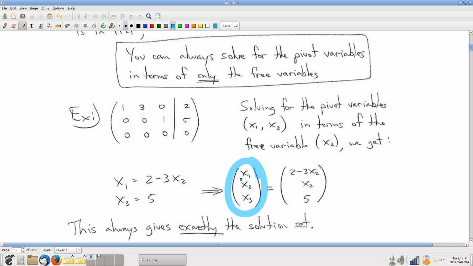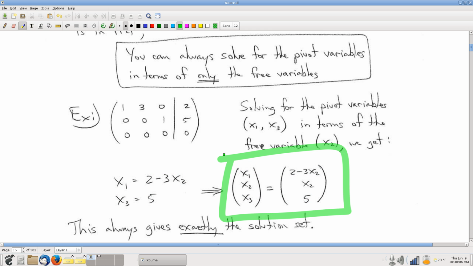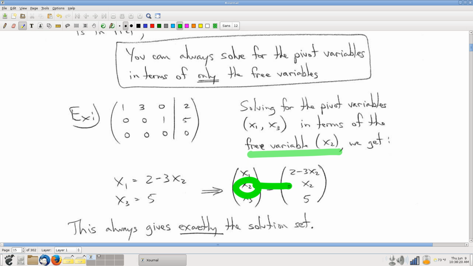And if you just plug in what you've just found, so specifically x3 equals 5, and x1 is equal to 2 minus x3, let's plug that in, and this gives you all of the solutions. This gives us exactly the solution set to that system of equations. Okay. The idea is, and here's why we call x2 a free variable. We call it a free variable because it's allowed to be anything. x2 doesn't have to be anything in particular.